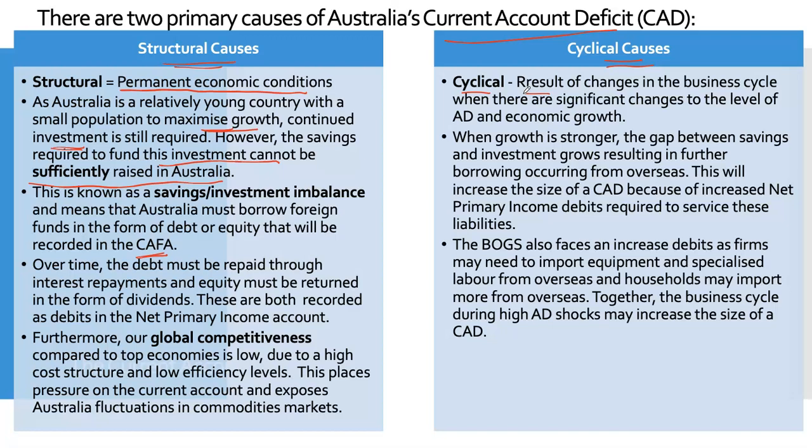So it's important to understand both of these, and it's important that we recognize that there are structural and cyclical reasons for why we have a deficit, largely stemming from we need to get our investment from overseas.